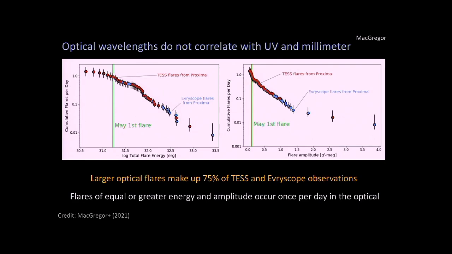So flares of this size in the optical make up about 75% of those flares. And we would predict, given these rates, that we should see a flare of that size like every day from Proxima. But it's huge with Hubble, right? It's a factor of 15,000. But it's a pretty kind of run-of-the-mill optical flare.